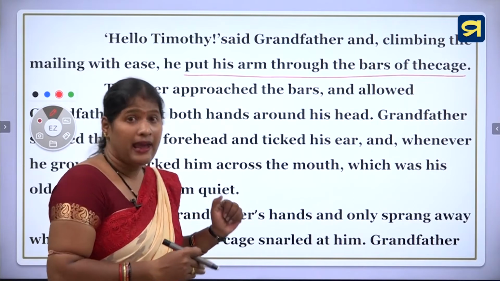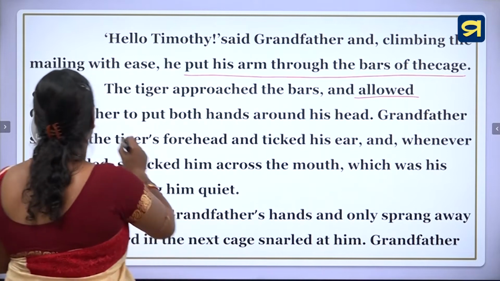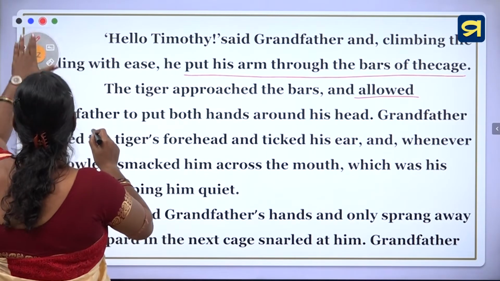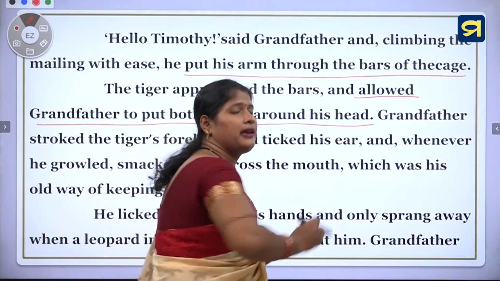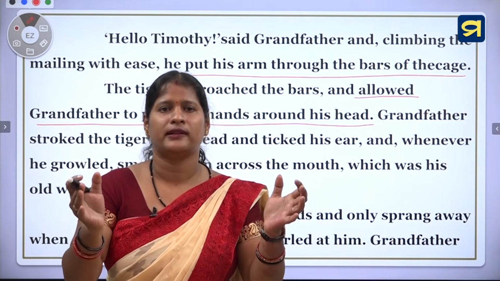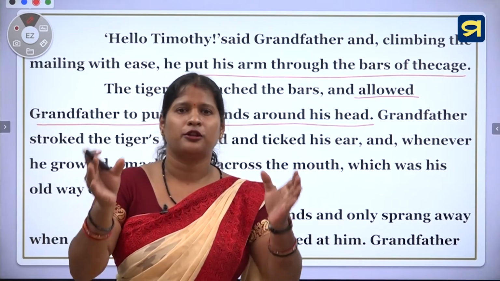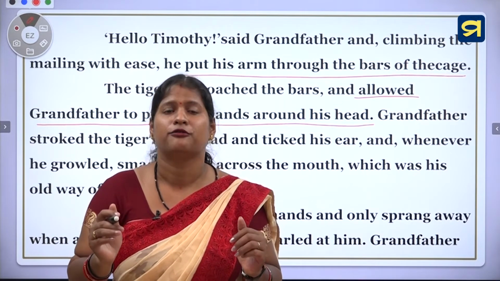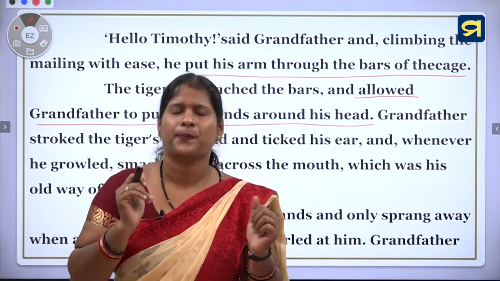The tiger also approached, came closer, as if it responded to the call of grandfather. He also allowed grandfather to put both hands around his head. With both of his hands, grandfather was trying to touch Timothy's forehead.